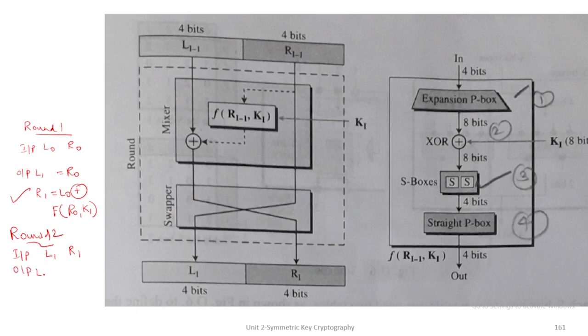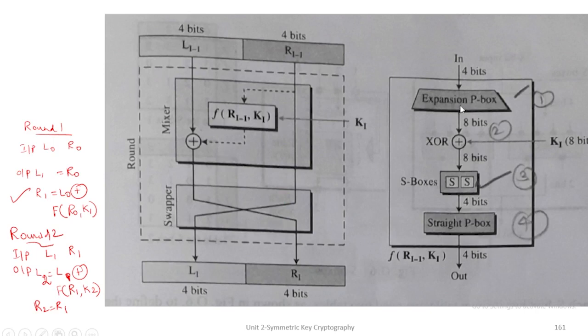So the output L1 is equal to your L0 value. The output of round 2 is L2. So L2 is equal to L1 exclusive OR of the round function of R1 comma K2. And the R2 value is directly taken from R1. So the diagram is only a straight line for round 2. This is the round function operation.